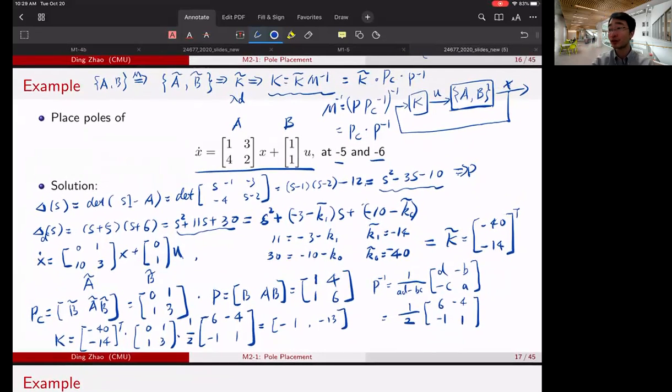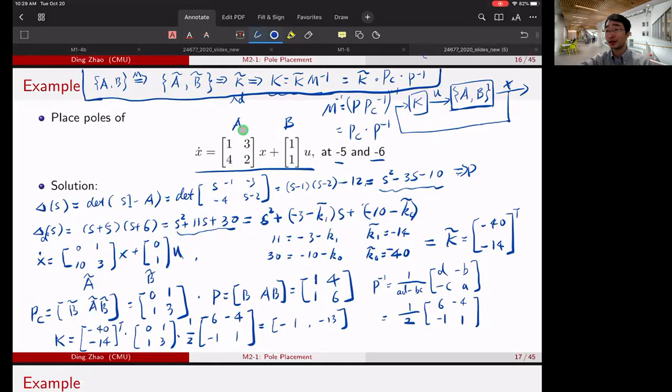But I think more importantly, you know this sequence. What we are doing here is more important: the pipeline and the concept. So I want to repeat this. You are given a system and you want to design your poles at some place. You first convert this system to the controllable canonical form, and you design K tilde under this controllable canonical form. Why do we do that? Because in this controllable canonical form, K is very easy to design.